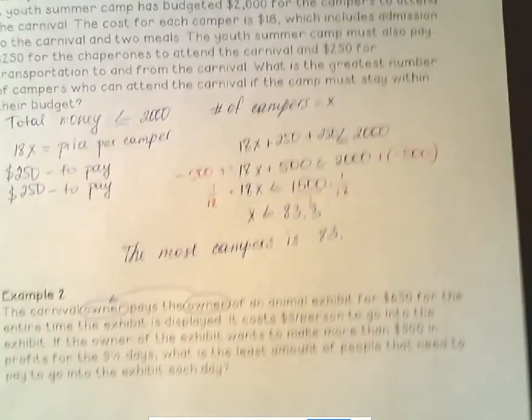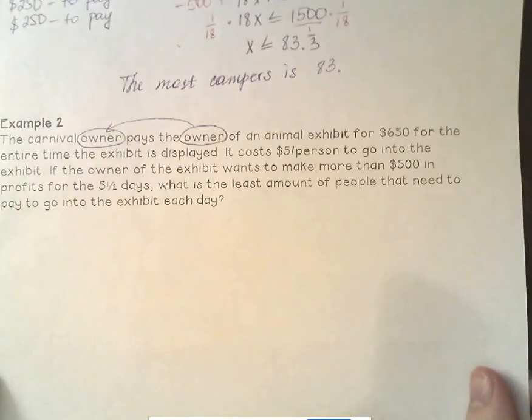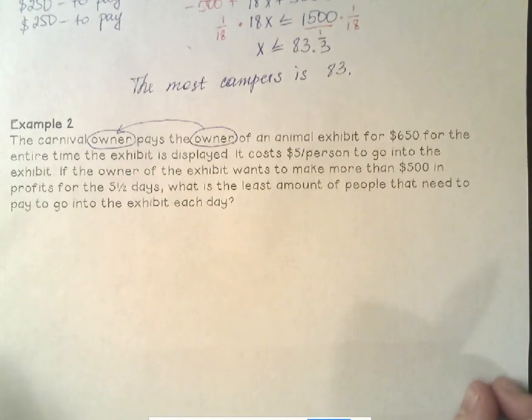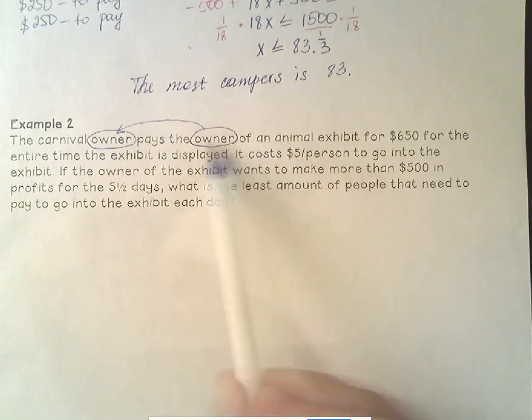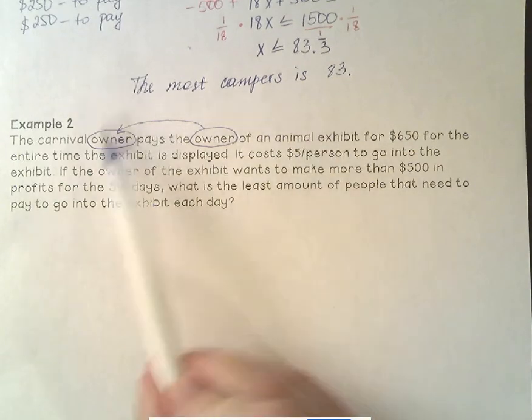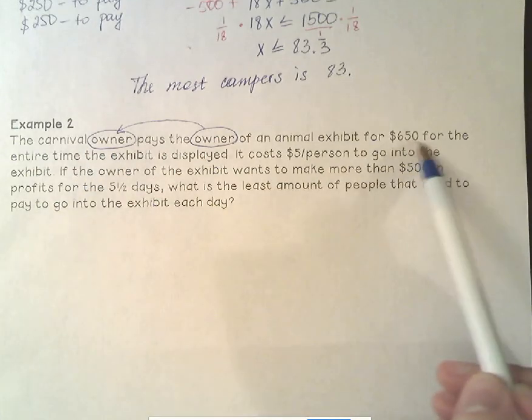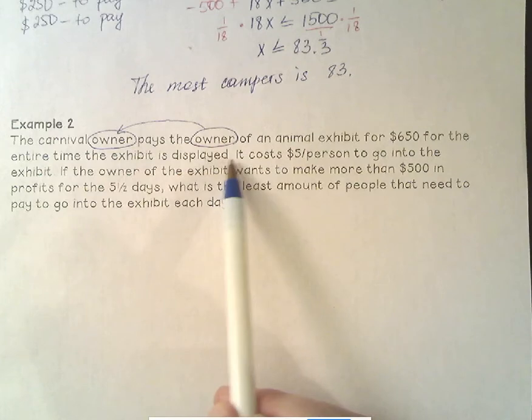Okay, and the last problem here, there is a typo in this problem. So the carnival owner is the owner of the animal exhibit. It should be: the owner of the animal exhibit has to pay the carnival owner $650 for the entire time the exhibit is displayed.